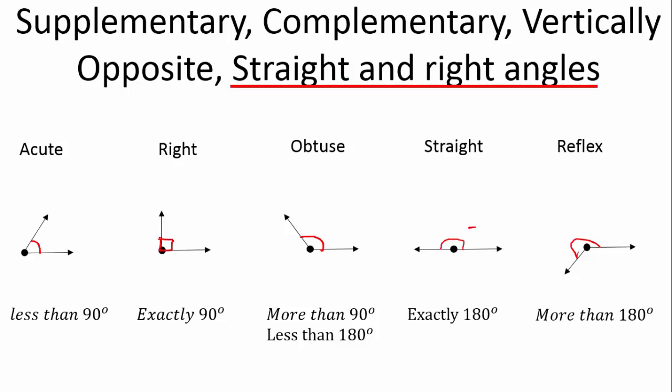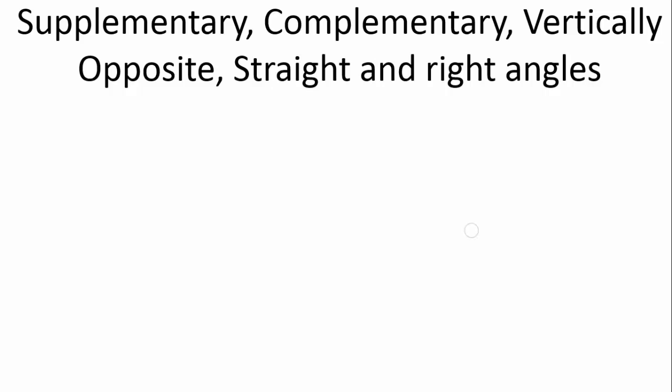Okay, we're going to look at now just to deal with all of these angles separately. And right now we're just talking about the straight and right angles. So you know that a right angle is exactly 90 degrees, and a straight angle is 180 degrees. That also is exactly a straight line. So don't get too confused about that.